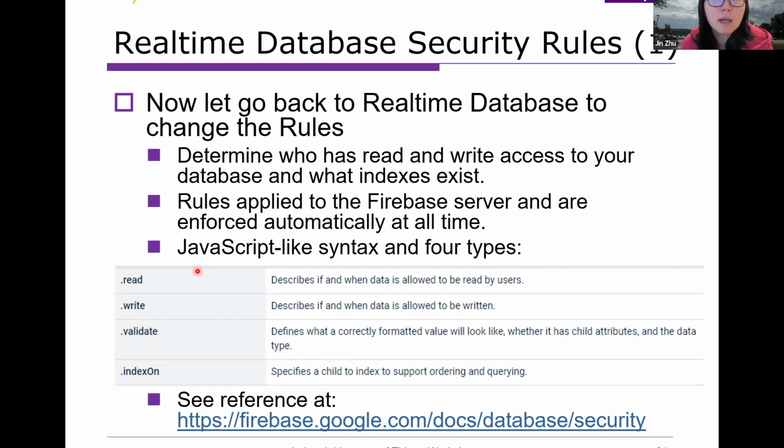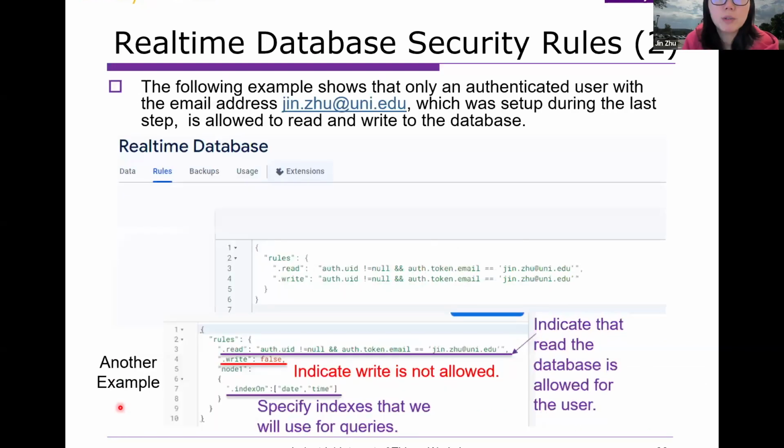And the index on those could be useful when you want to order or query the data. Okay, if I want to get data for a specific duration, you can turn this index on. There's a bunch of rules and examples. You could check the reference over there, but we'll look at two examples.